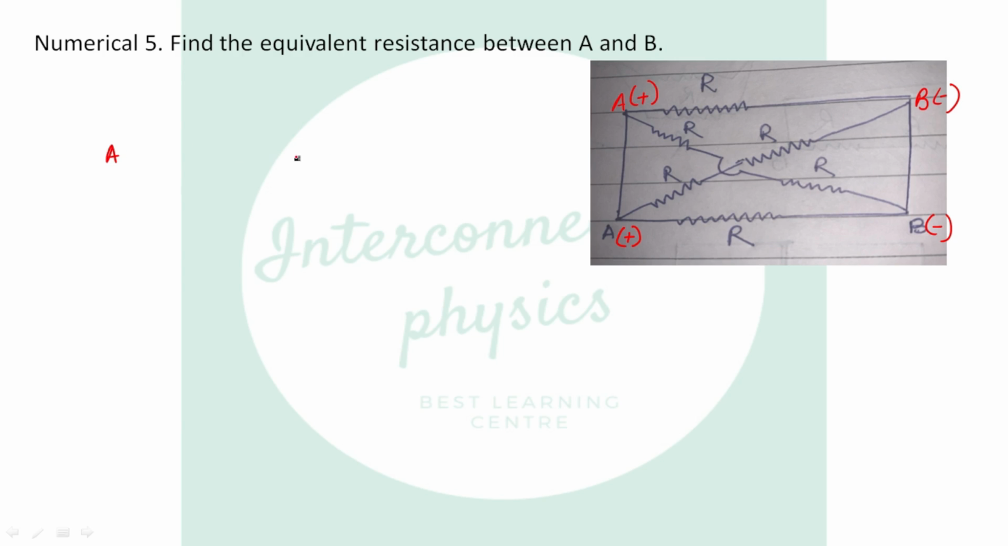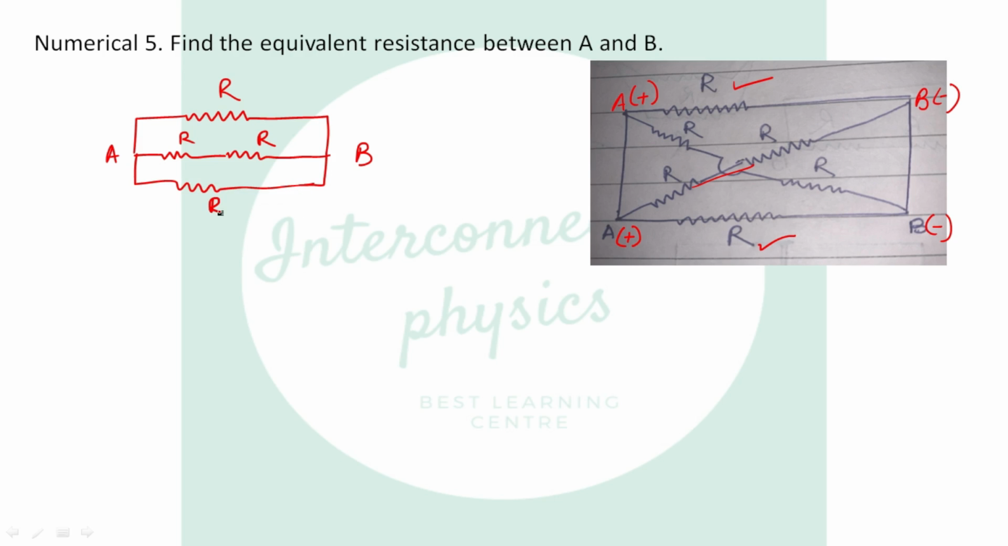Now from A to B, this R, let us draw this R. Now from A to B. This symbol means these two wires are not touching each other. So this means these two are in series. Let us draw R, R. Now from A to B, this. Let us draw. Now this diagonal R and R are in series. Let us draw R and R.